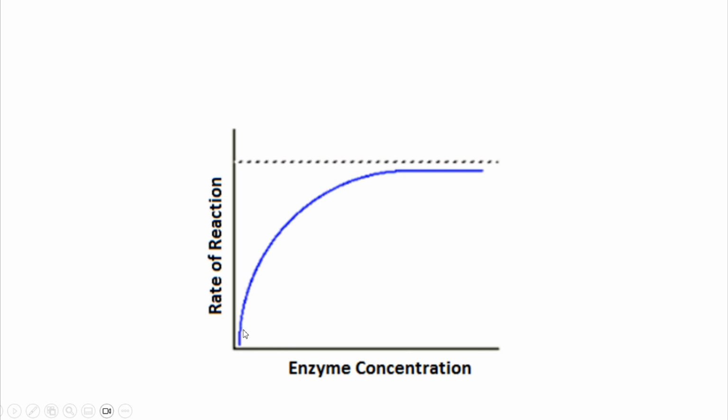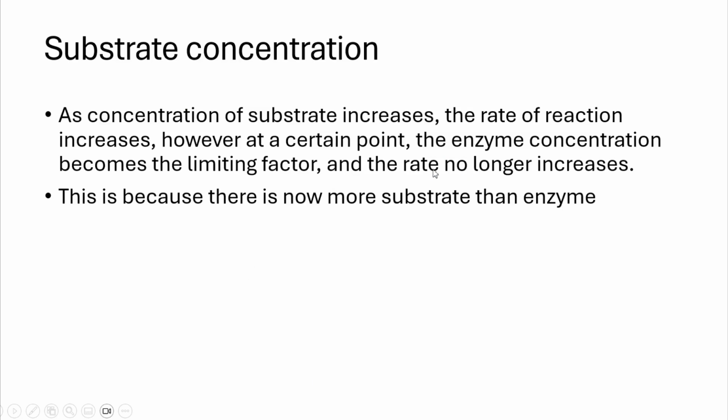As you're starting here, there's lots of substrate and little enzyme. As you add more enzyme, that excess substrate is going to react with it. But as you keep adding more and more enzyme, eventually the enzyme is not the limiting factor anymore. Now it's in excess. We've got too many enzymes now. We need more substrate. There's not enough substrate, so the whole reaction finishes and it's going to reach a plateau.